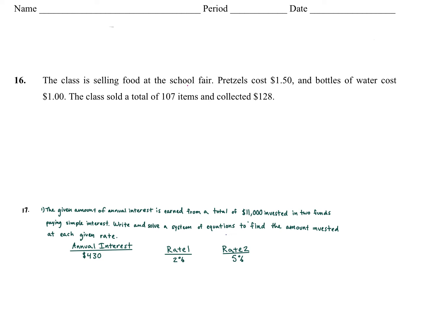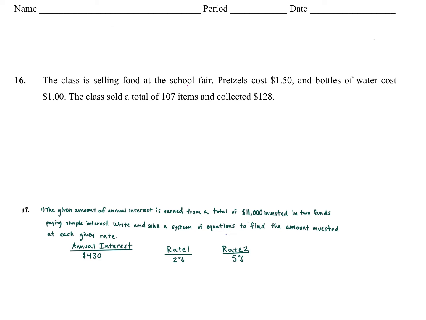Number 16, it tells you that the class is selling food at the school fair. Pretzels cost $1.50. Bottles of water cost $1. The class sold a total of 107 items and collected $128. You have to come up with your own system of equations here. So you got to figure out your two equations that you're working with.